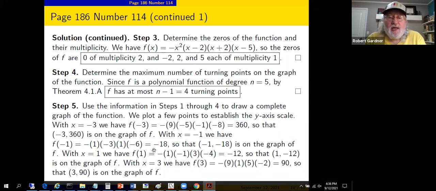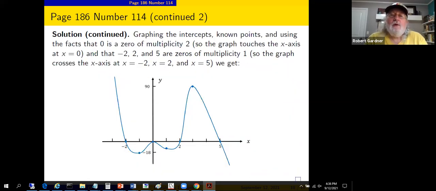2 is an intercept, so let's plug in x equals 3. Plugging in x equals 3, looks like it gives out 90. So that's a point on the graph as well. So let's graph that stuff. Okay, we know -2, 0, 2, and 5 were intercepts. We know the graph crossed here, and crossed here, crossed the x-axis, and touched the x-axis here.